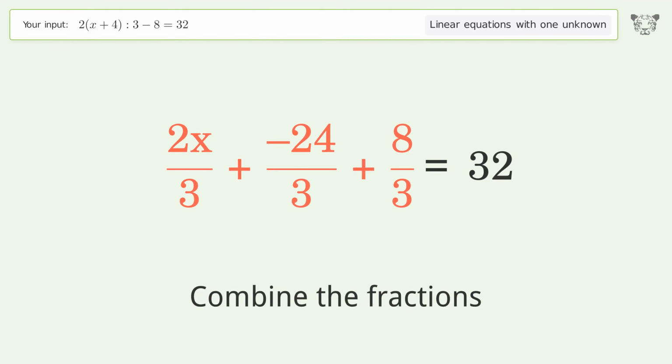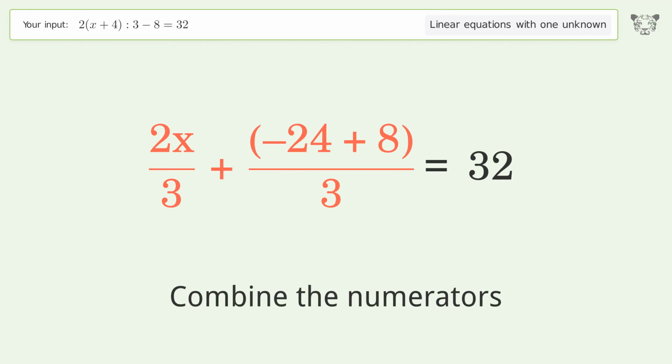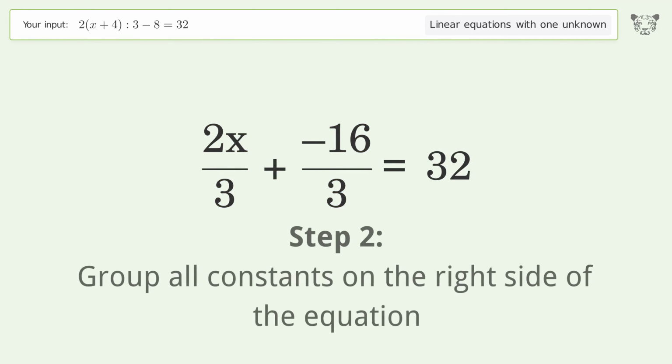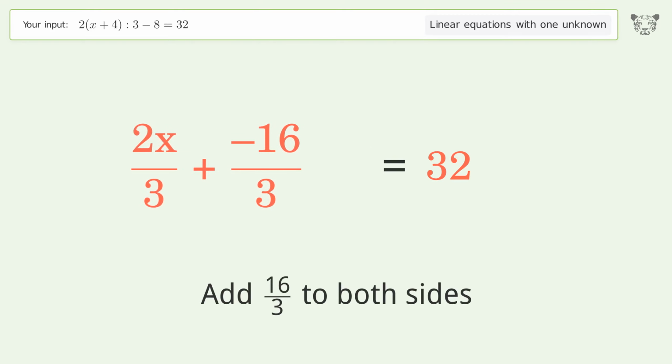Combine the fractions. Combine the numerators. Group all constants on the right side of the equation. Add 16/3 to both sides.